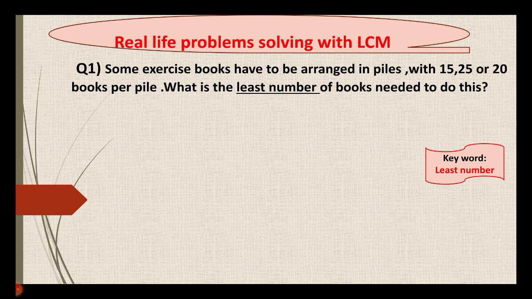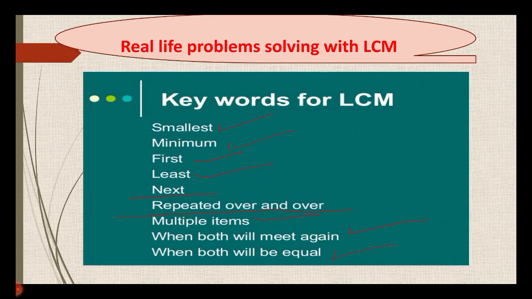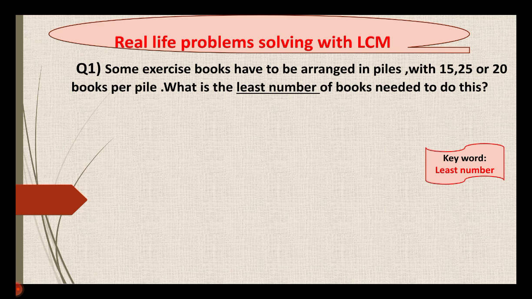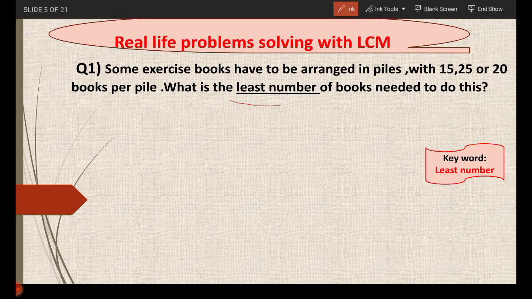Some exercise books have to be arranged in piles with 15, 25 or 20 books per pile. What is the least number of books needed to do this? If you notice in the previous slide, as I told you, the keywords are smallest, minimum, first, least. So here the word least is there, the keyword least is there. What you have to do in this question is find the LCM.